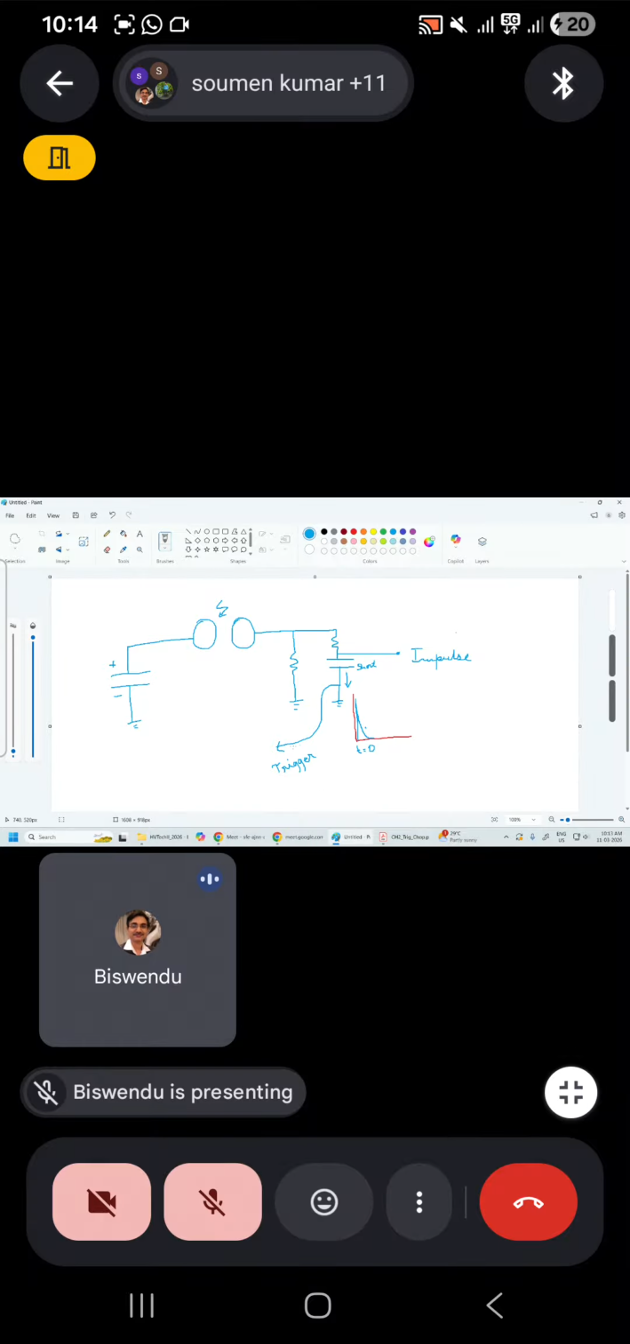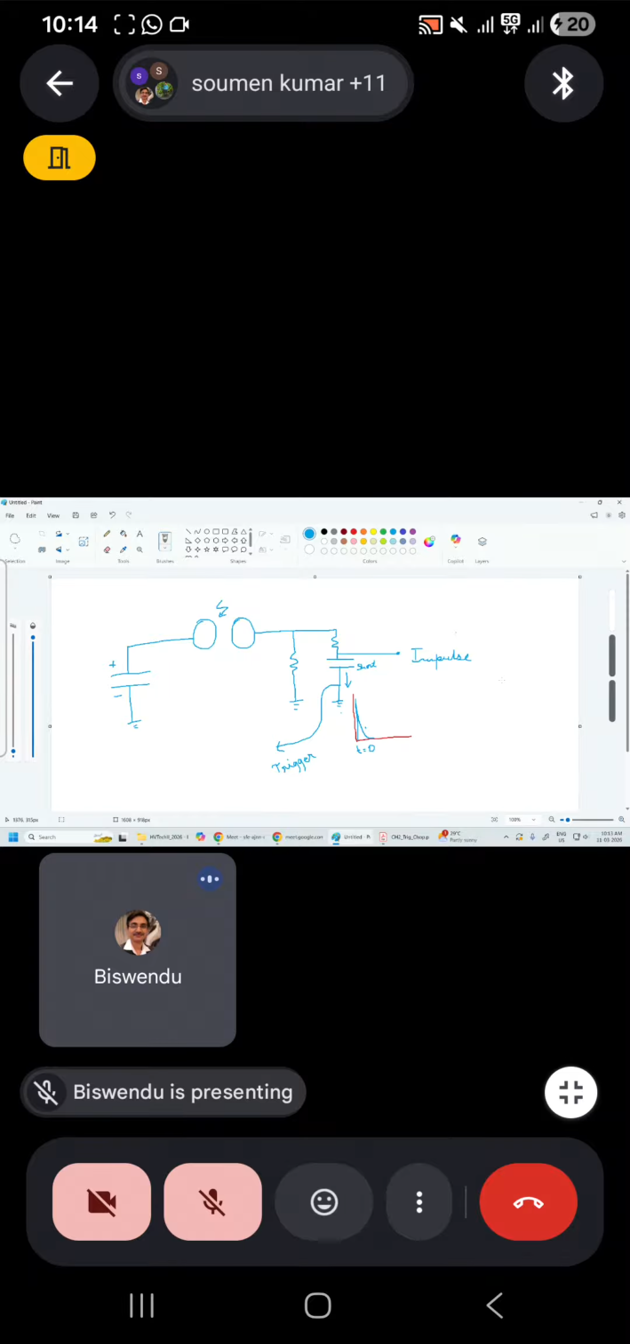So what happened? This trigger voltage is a reference voltage at t equal to 0, because the current through the capacitor is very high at the beginning, and then the impulse voltage will rise and the current will fall through the capacitor.